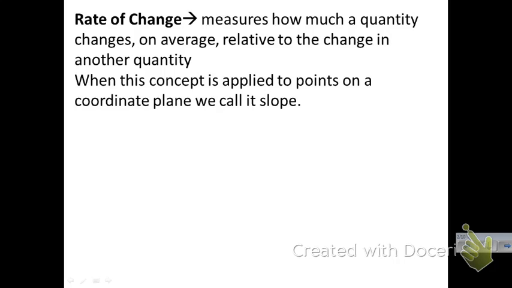Okay, rate of change is just a review. This measures how much a quantity changes on average relative to the change in another quantity. When this concept is applied to points on a coordinate plane, we call it slope. And then there's lots of ways to define slope. We talked about this the other day.